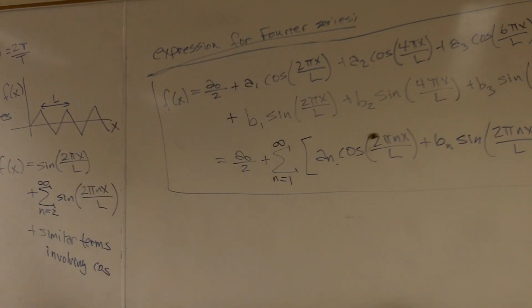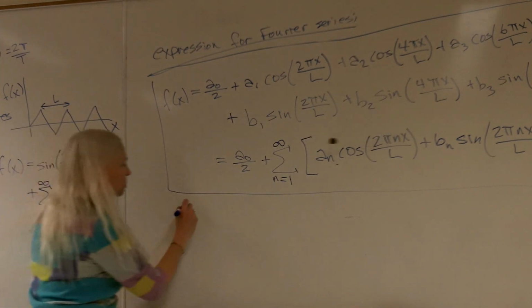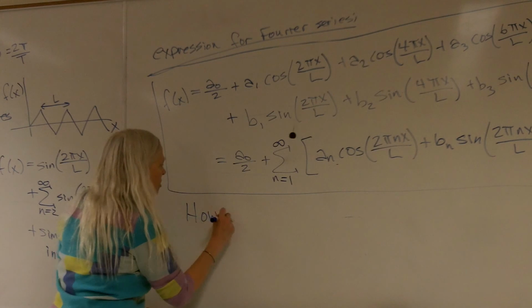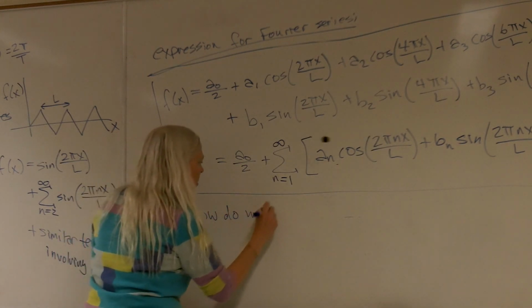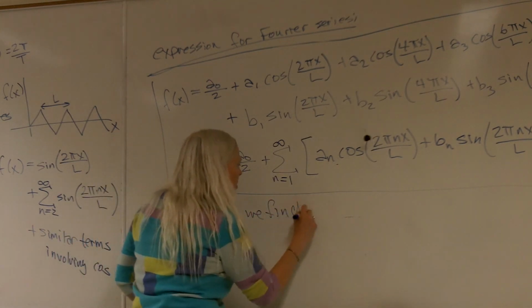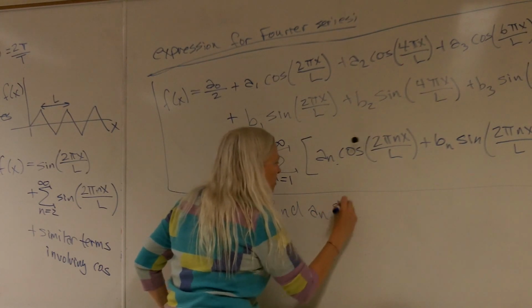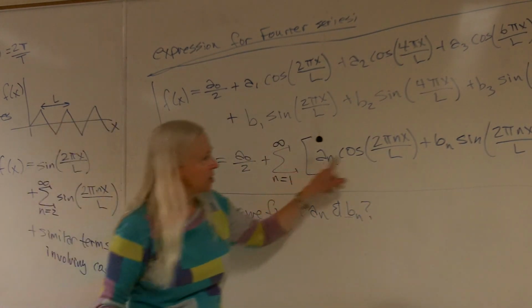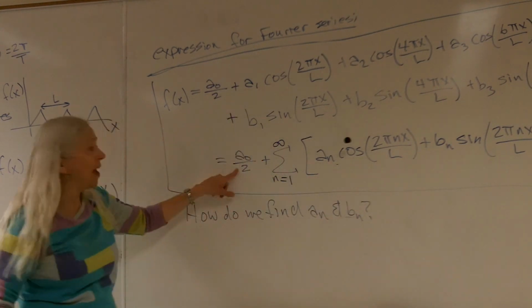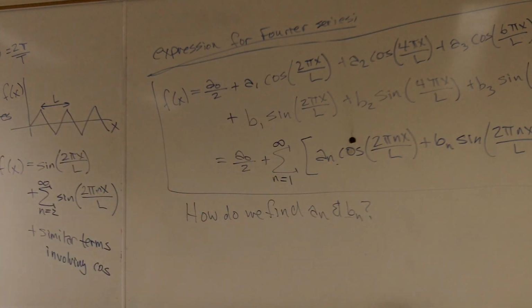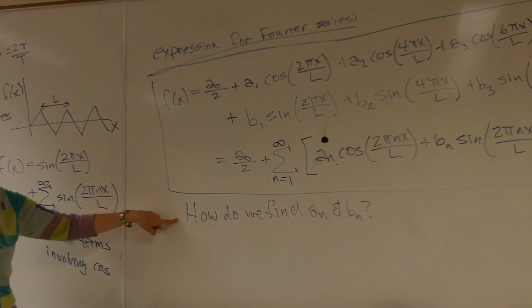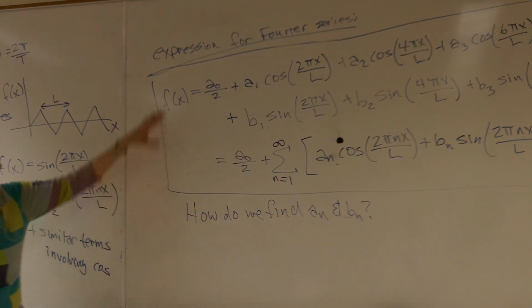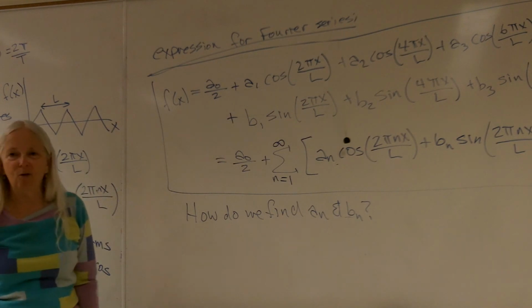It does what we talked about over here. But of course, what we haven't talked about yet is how we find the a sub n's and b sub n's. How do we find those coefficients of each term, including a0, the constant term out in front? That's really the hard part of writing a Fourier series, finding those coefficients. Otherwise, this is going to be the general form.